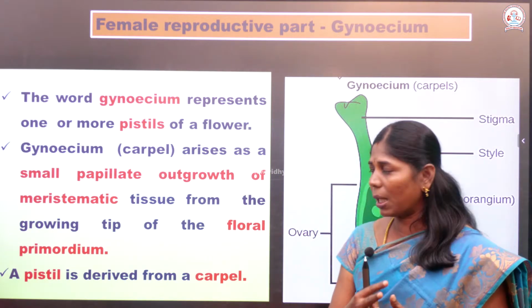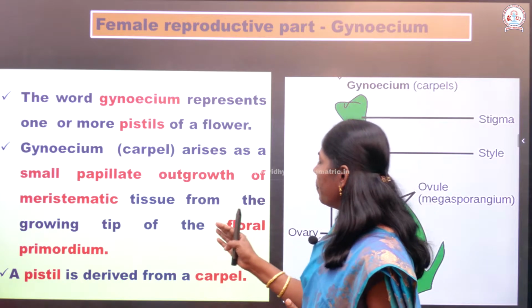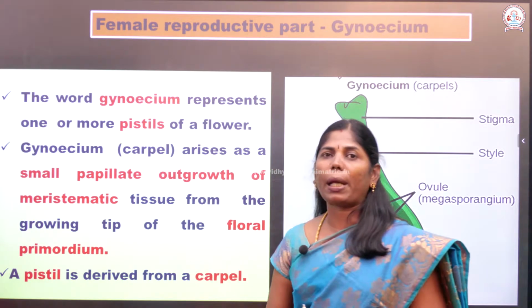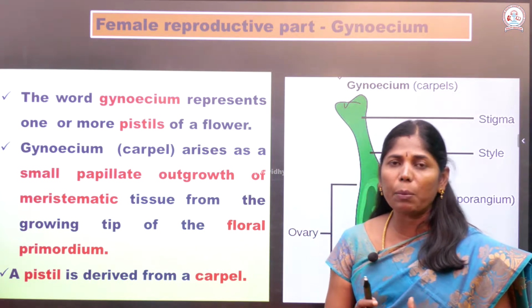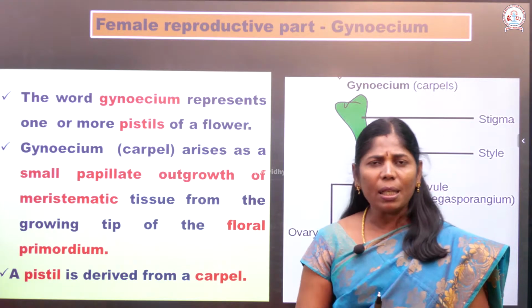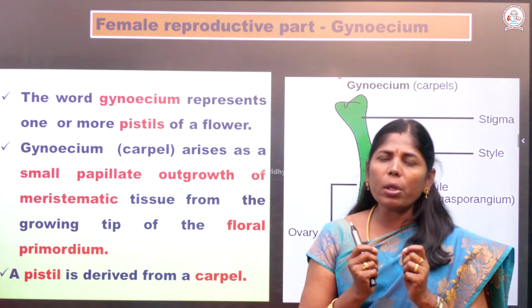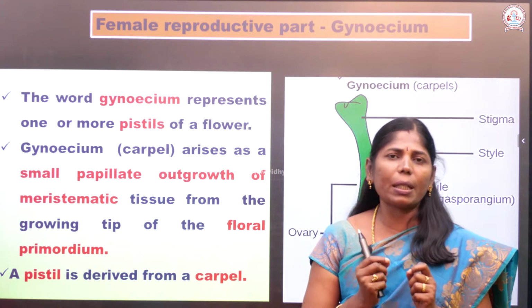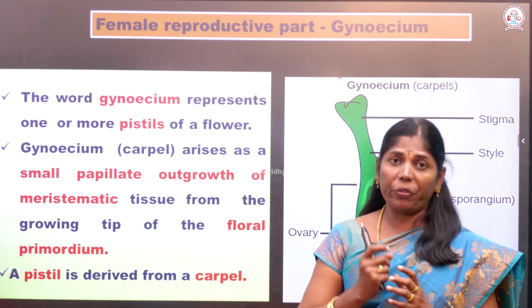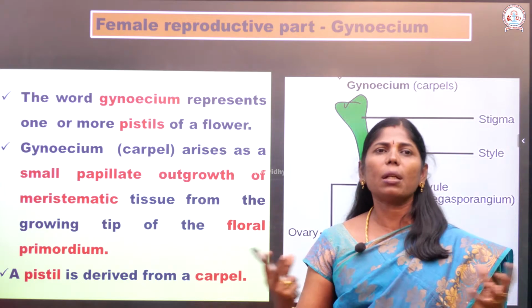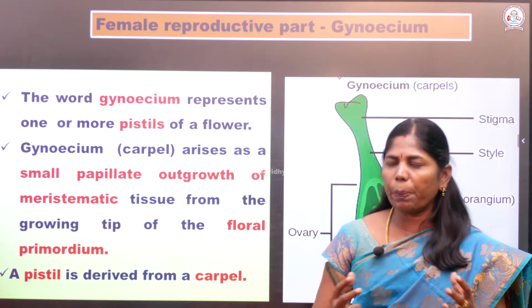So where is the meristematic tissue? The meristematic tissue is in the growing tip of the floral primordium. What is the floral primordium? Primordium is a small bud-like structure on the stem. Before the flower opens, we can see the small bud-like structure. From the bud-like structure, the flowers arise. So that is a floral primordium.